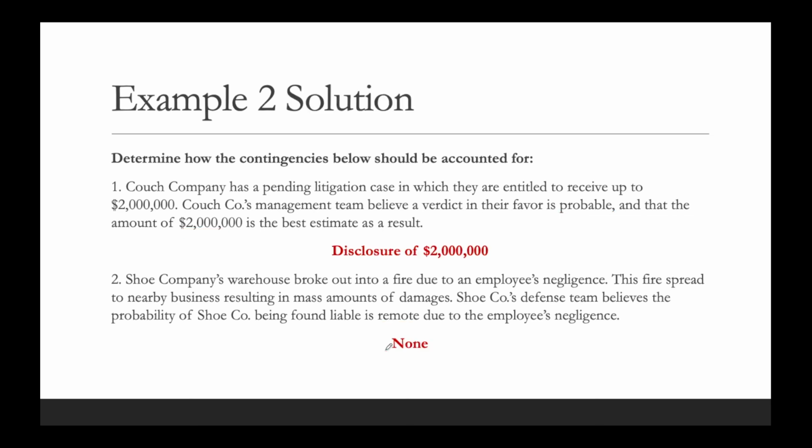And again, I provided this example 2 solution slide just to recap. Number 1, disclosure of $2 million. And again, for number 2, we're not providing an accrual nor disclosure, so none.